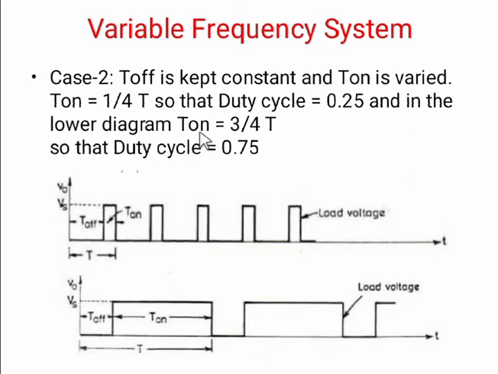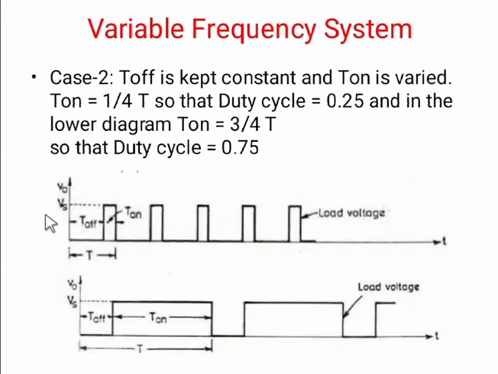In the second case, consider that the T off time is kept constant. So this T off and this T off are the same, but by changing the T on time we can change the total time T. So by changing the total time we can change the frequency. Here the T on time is 3/4 of the total time. So the duty cycle is 3/4 T divided by T. T will cancel out and 3/4 equals 0.75. So in this case the duty cycle is 75%.